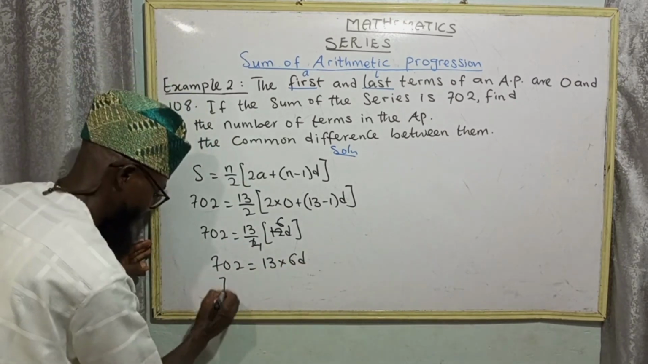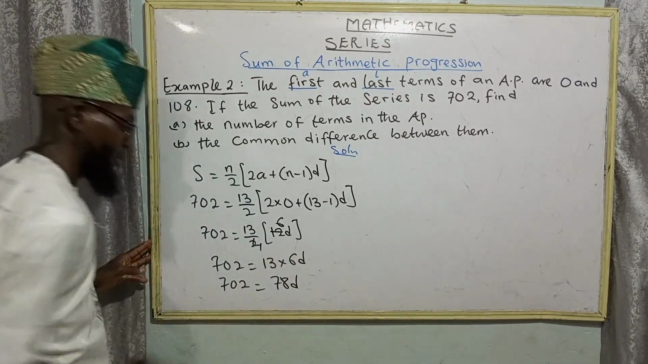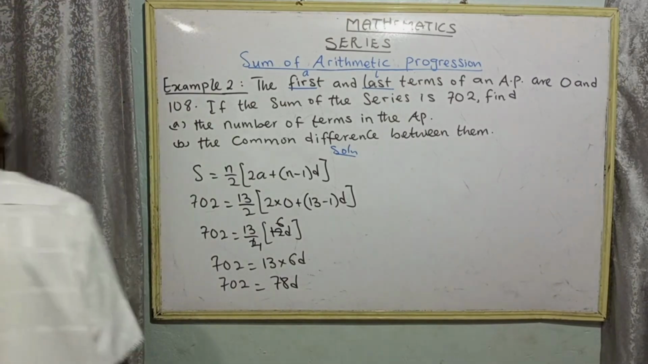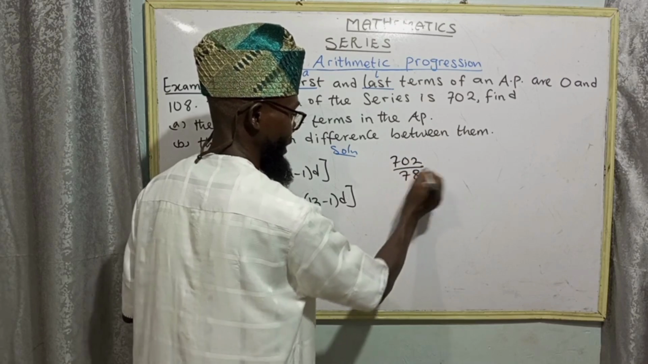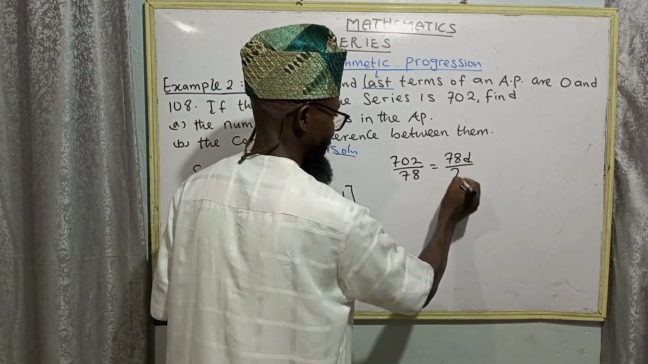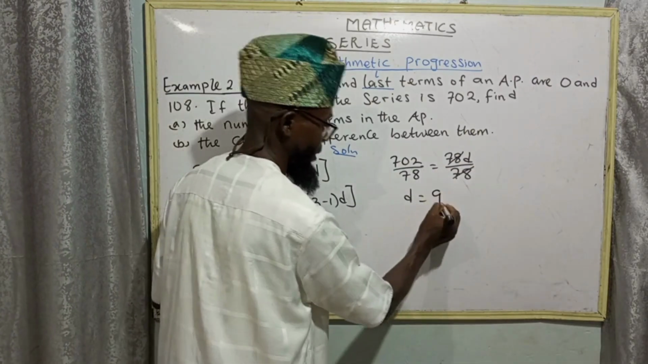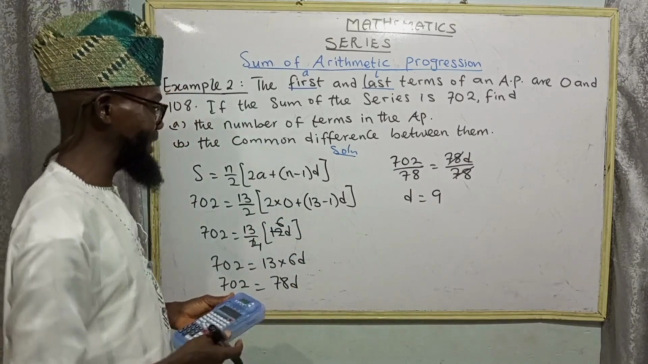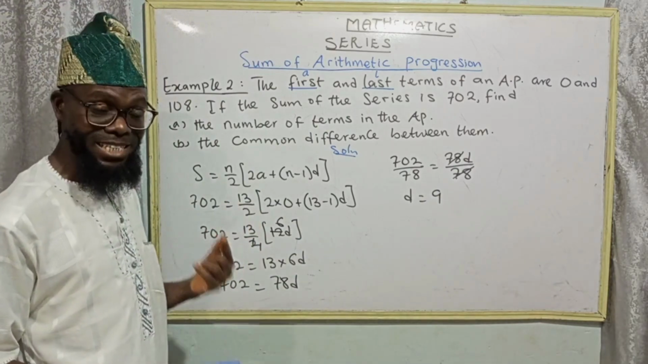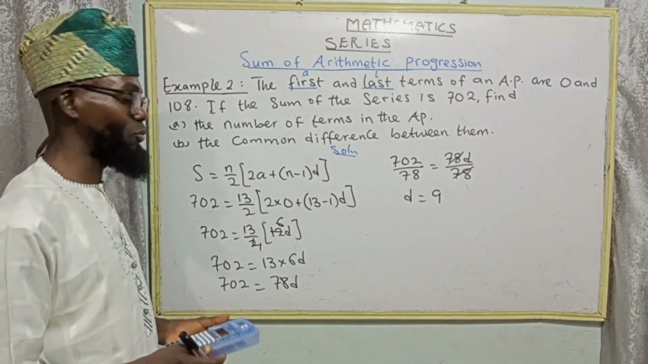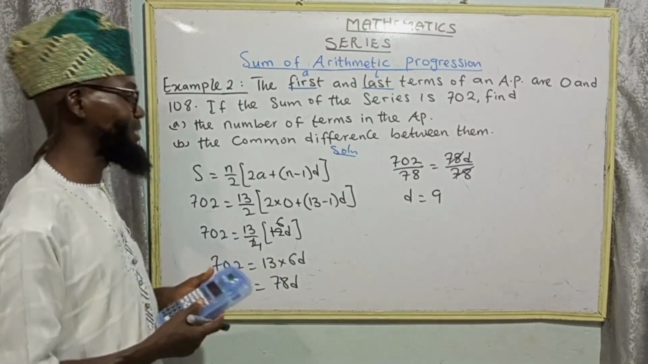So when we multiply this, 702 will give us 78d. Let us now divide both sides by 78. 702 divided by 78 equals 78d divided by 78. Our d equals 9. So when we look at this, we are able to get the value of d using either the nth term of an AP, or using the second formula for sum of arithmetic progression. Now, you can see how easy this is.